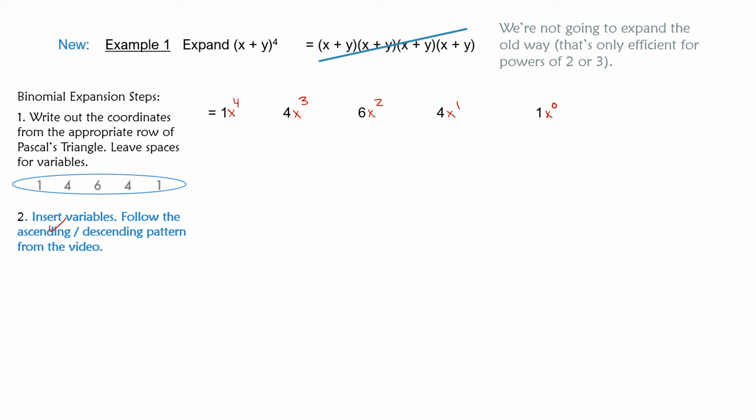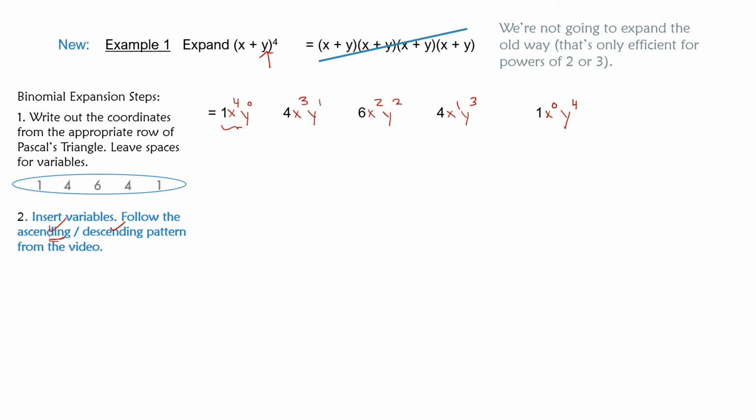Now we do the descending pattern. The descending means we're now going to look at the y's. So y to the power of 4 should be the last one. Sometimes it's easier if I start at this end. So this is my y to the power of 4, y to the power of 3. So we're descending from the opposite end, which is really sort of ascending, I guess. Y to the power of 2, y to the power of 1, y to the power of 0. So yes, from left to right, we are ascending right now.